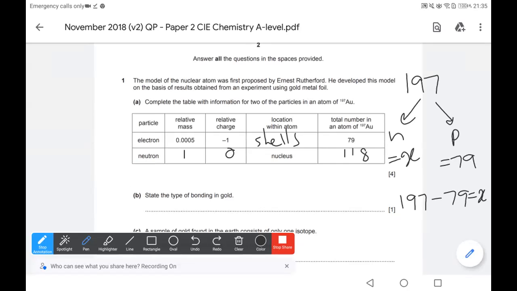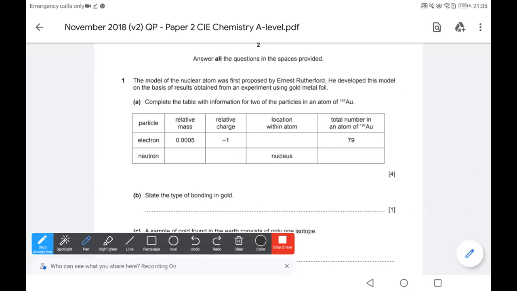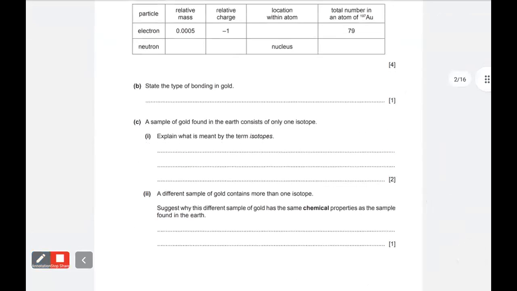State the type of bonding in gold. So gold is a metal. So it's a metallic lattice. A sample of gold found on Earth consists of only one isotope. Explain what is meant by the term isotope.